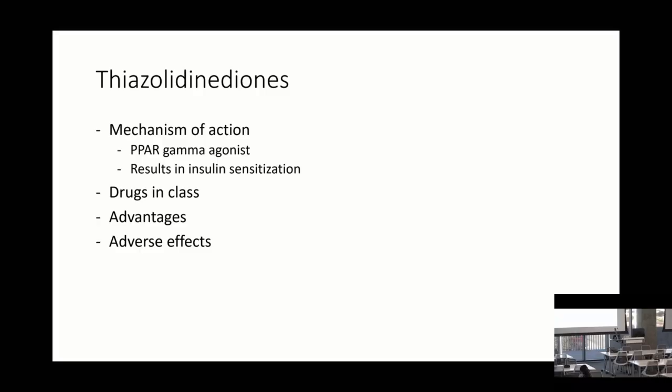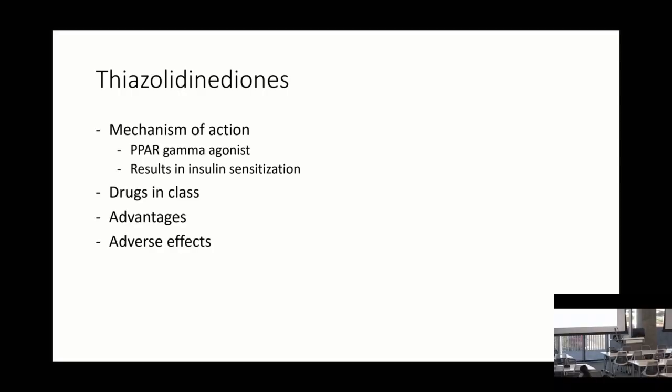Then TZDs, these are the PPAR gamma agonists, your glitazones, so pioglitazone is the most common in the class. And they are very powerful for insulin sensitization. Metformin has some insulin sensitization effect, but TZDs are very powerful for sensitizing the body to insulin. So that's one of the key mechanisms. We've talked about pioglitazone and rosiglitazone. Advantage, they're cheap and they're effective.